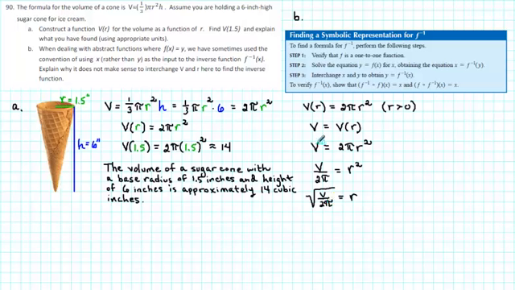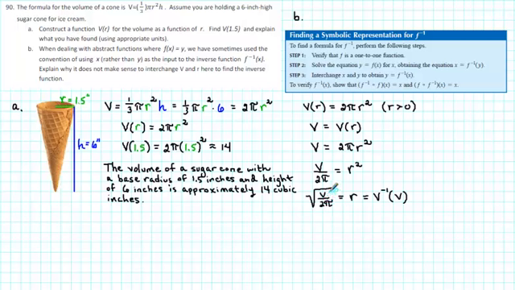Now notice originally we started off with V is a function of r, but now that we've solved for r, we have r is a function of V. And the name of this new function is V inverse. So r is equal to V inverse of V. Step 3 says to interchange the independent and dependent variable. In this case, that would be interchange the r and the V. However, in part B, we're asked to explain why it doesn't make sense to do that in this case.